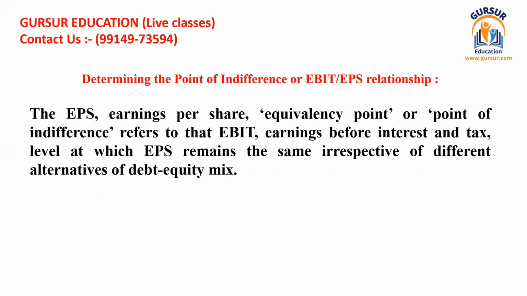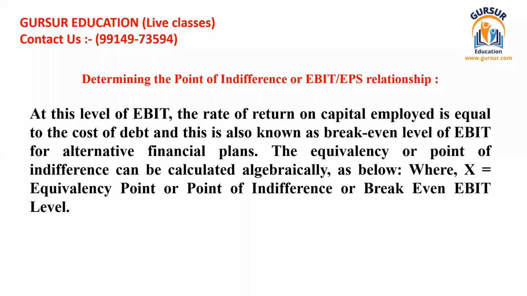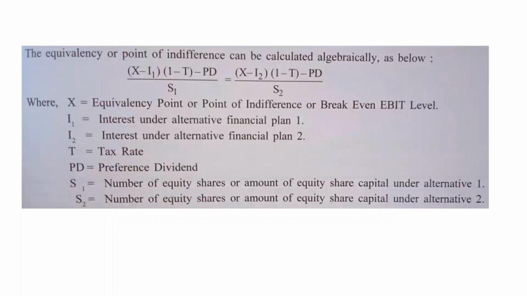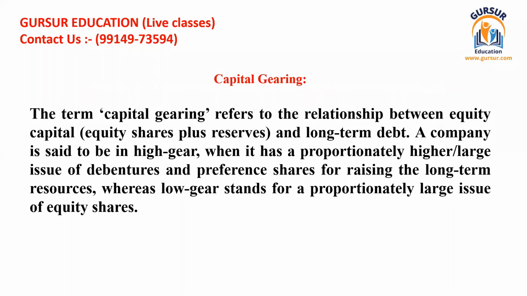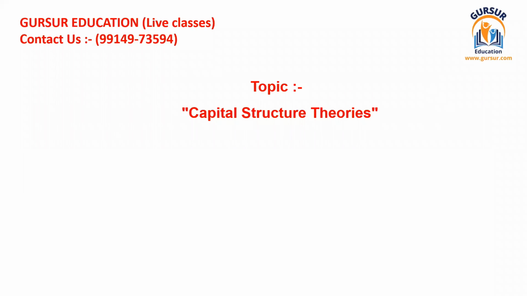Then I taught you about the point of indifference, that is the point at which the EBIT generates the same level of earnings per share, irrespective of your debenture and equity mixture. Then we learned about capital gearing. So now we have to start with that. There are four famous theories regarding capital structure.